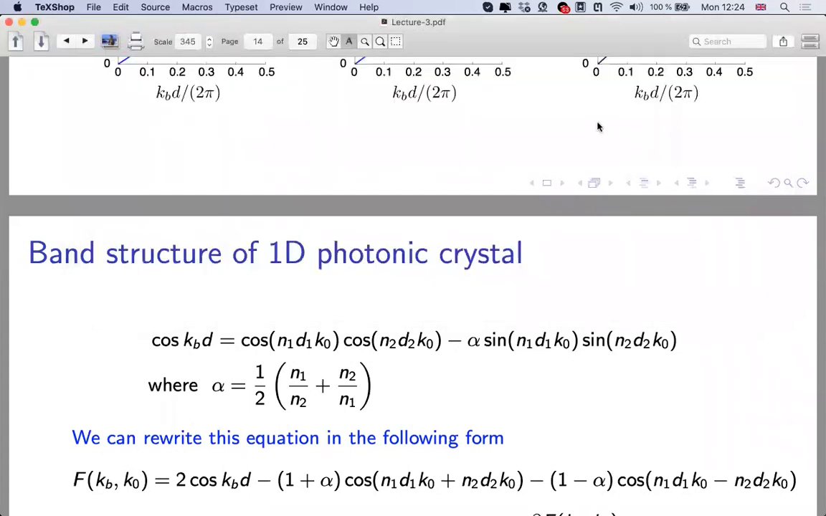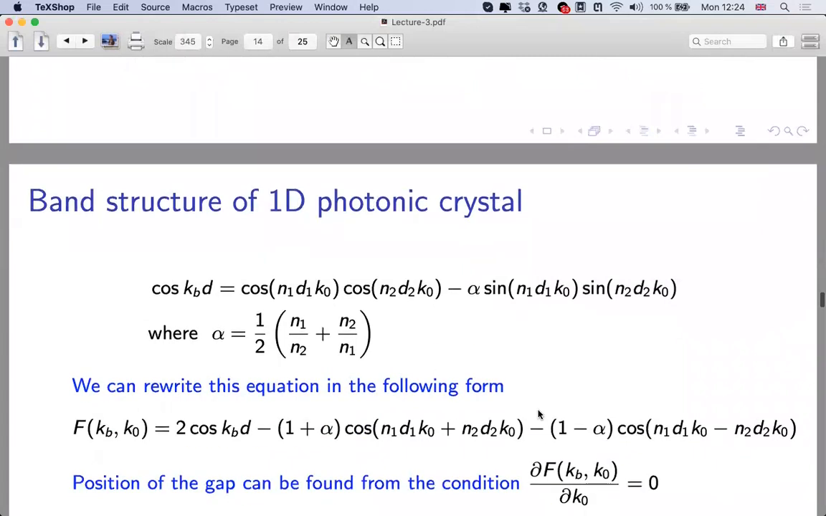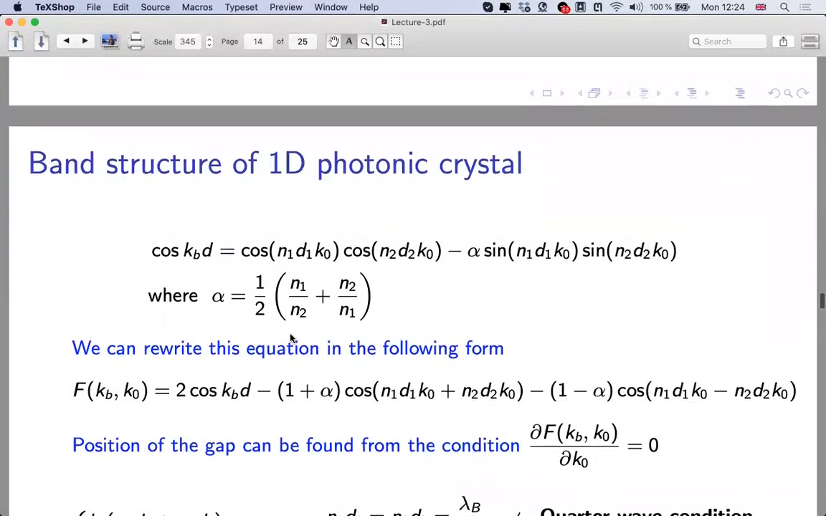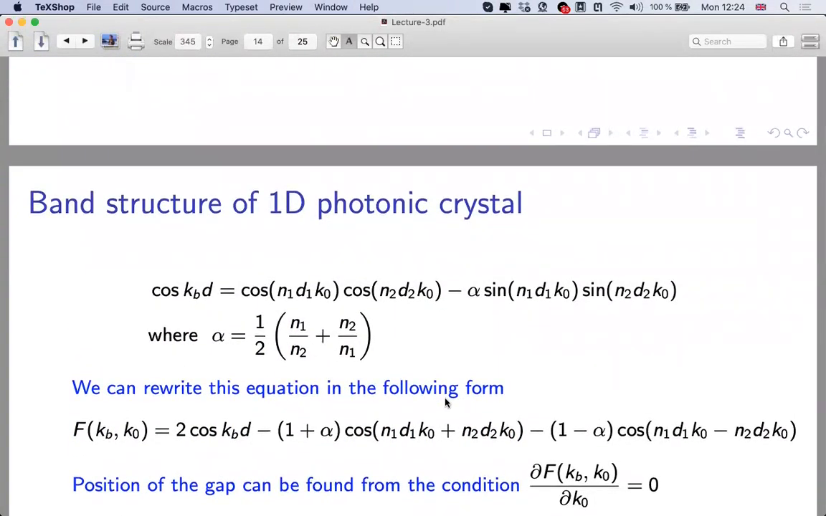Okay. So now the next step is to calculate the derivative over K naught from the right part. And what is interesting, guys, you see this cosine function, N1 D1 K naught and N2 D2 K naught. Actually, we have quite enough degrees of freedom. And usually people work with photonic crystals or multilayer structures when N1 D1 is exactly equal to N2 D2.